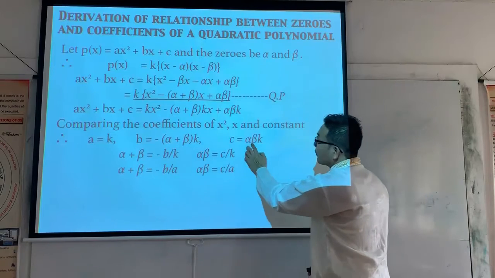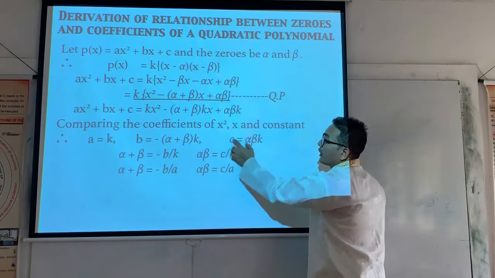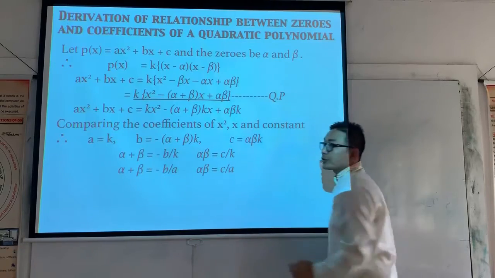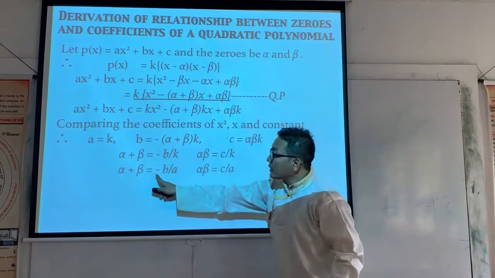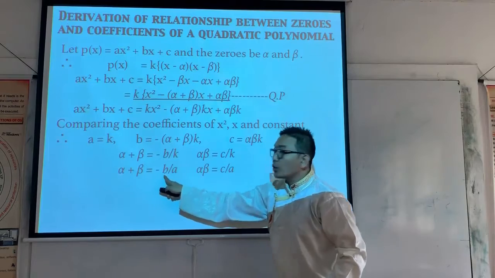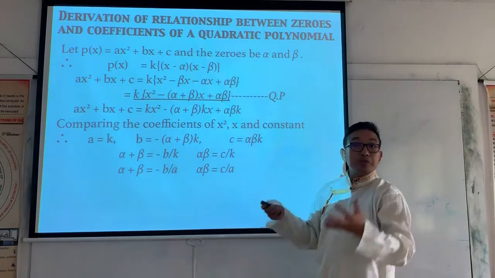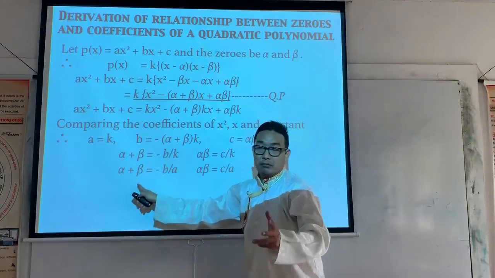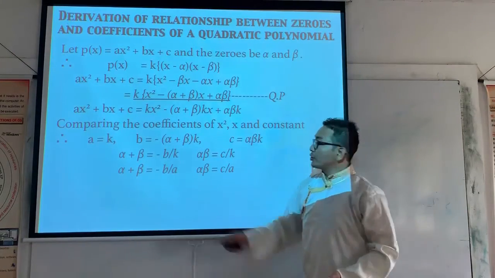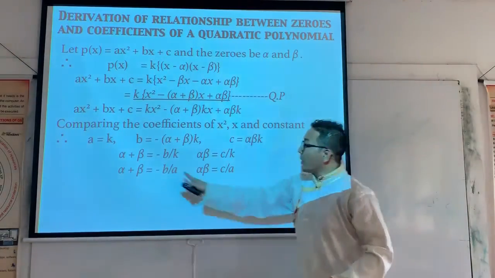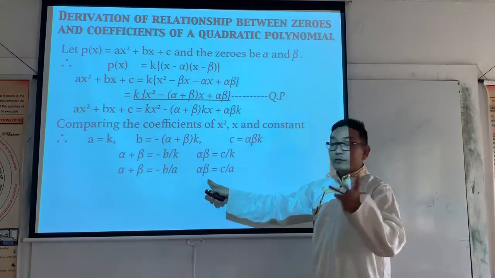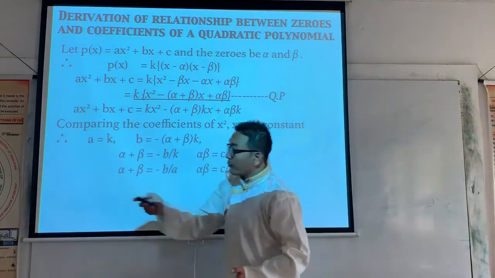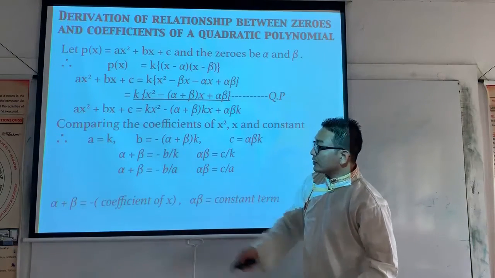Similarly, alpha beta, the product of zeros, is c upon k, and the value of k is a. So the sum of zeros is equal to minus b by a, and the product of zeros is equal to c upon a.